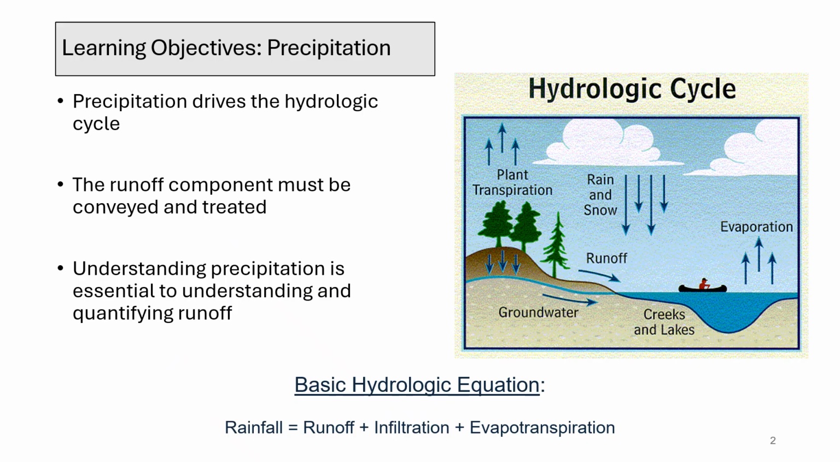In this module, we'll focus on precipitation and its fundamental role in driving the hydrologic cycle. Precipitation essentially controls runoff, making it a critical factor in how we manage water resources. When precipitation occurs, the resulting runoff component needs to be both conveyed and treated, especially in developed areas. Therefore, a thorough understanding of precipitation is absolutely essential for accurately understanding and quantifying runoff volumes.